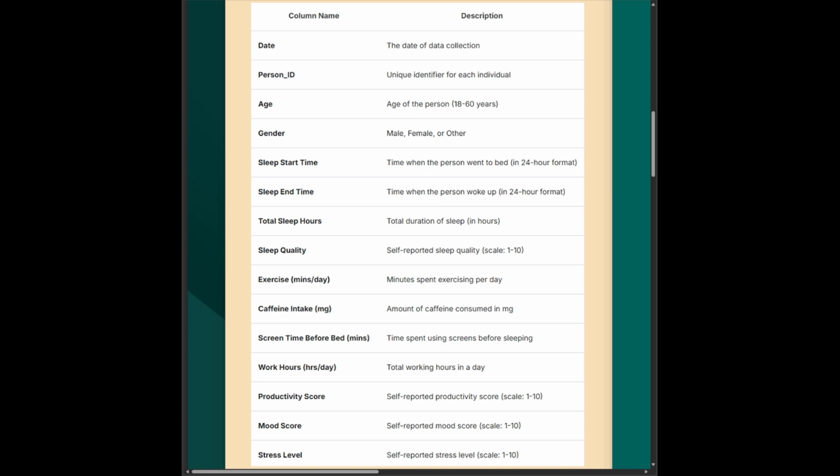We have date, person ID, age, gender, sleep start time, sleep end time in 24-hour format, total sleep hours, sleep quality on a scale from 1 to 10, exercise minutes per day, caffeine intake in milligrams, screen time before bed in minutes, work hours in hours per day, and the productivity score, mood score, and stress level.